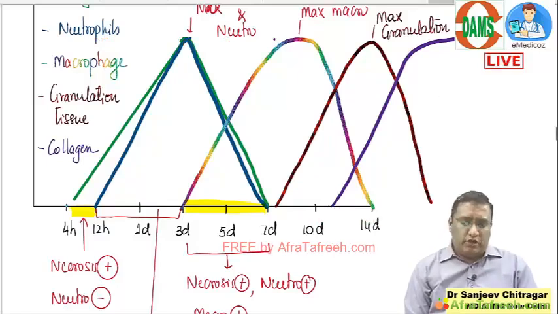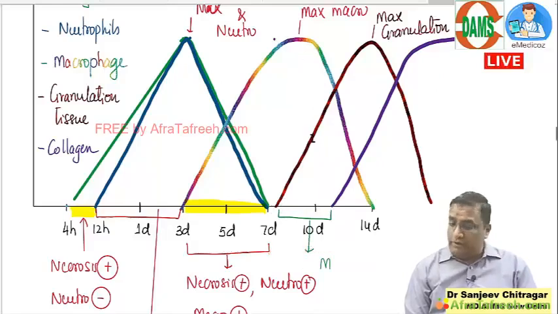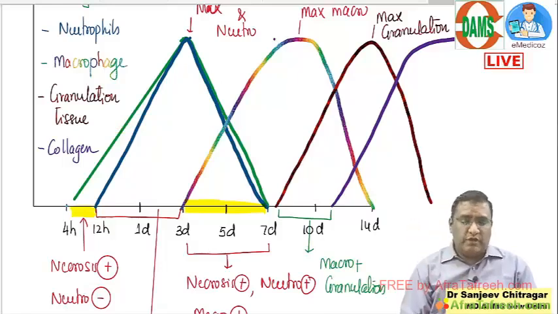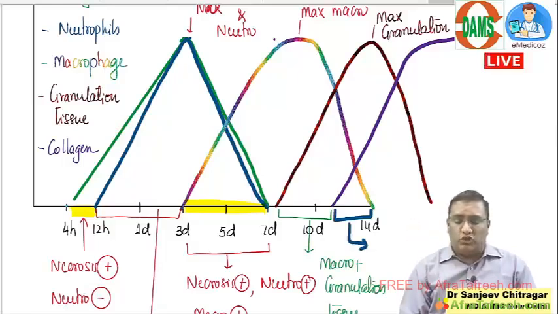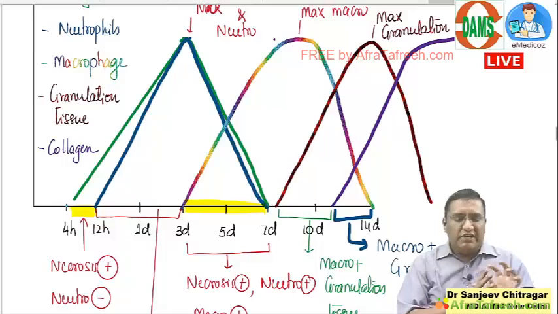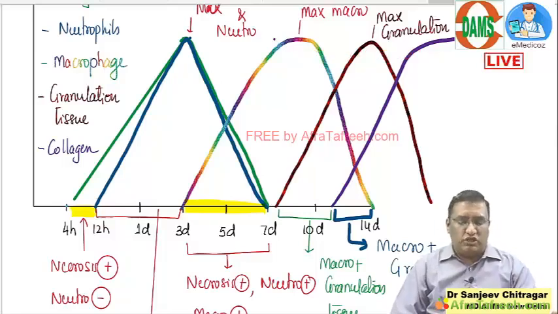So what will you find between 7 to 10 days? You're finding maximum macrophages, and there will also be early granulation tissue, basically no collagen. Then between 10 to 14 days, what do you find? You'll find early collagen, very few collagen bundles, but the maximum amount of granulation tissue. So the examiner will give you a permutation and combination of these things.